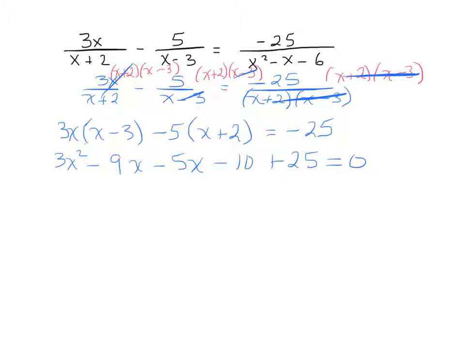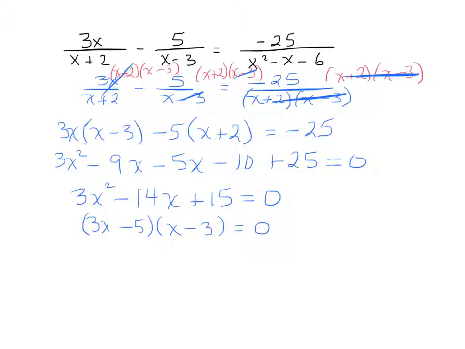So I'll move that 25 over in the same step. And now combine terms, 3x squared minus 14x plus 15 equals 0. Then I want to try to factor that. So you use whatever method you want to factor. We end up with this, 3x minus 5 times x minus 3. And so the x minus 3, that's easy. You get x equals 3.